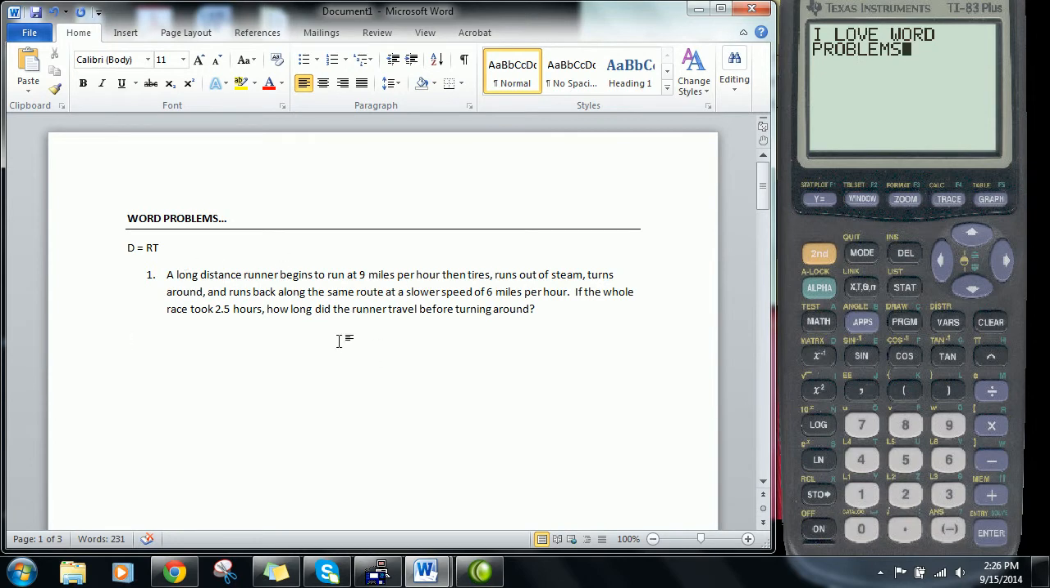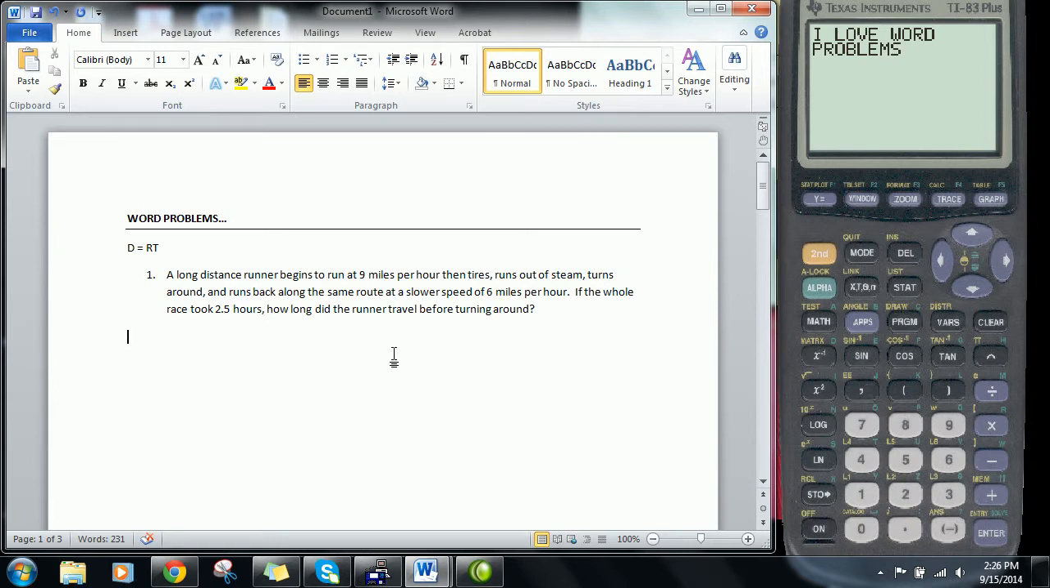First, a long-distance runner running at 9 miles per hour. I think they get tired, they run out of steam, they turn around and head back along the same route, a little bit slower this time, 6 miles per hour. Although that's, for me, 6 miles per hour is pretty fast. If the whole race took 2.5 hours, how long did the runner travel?